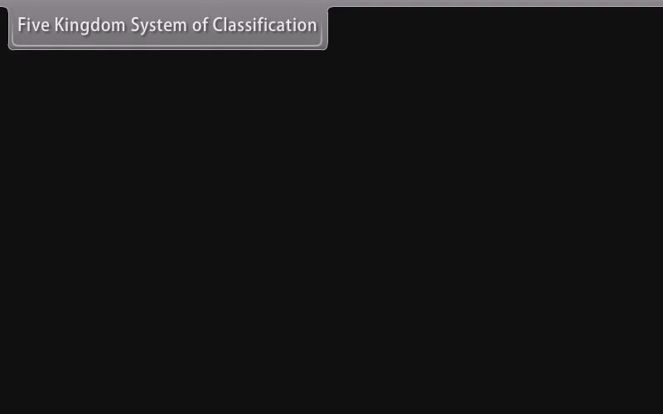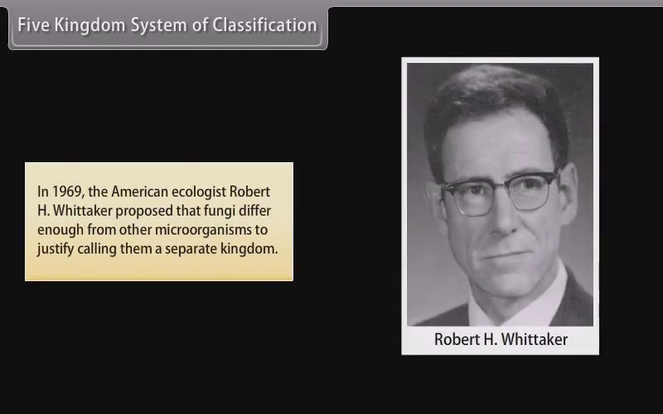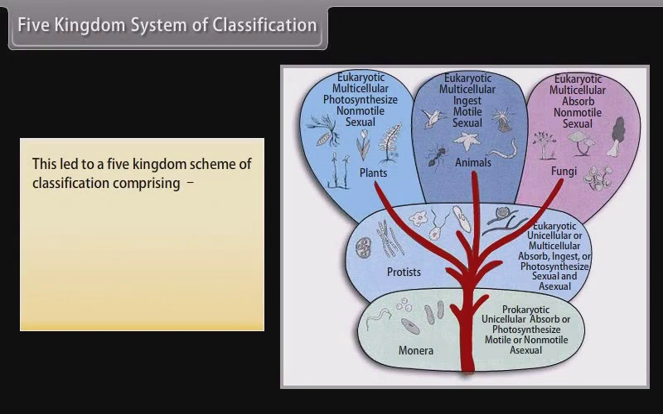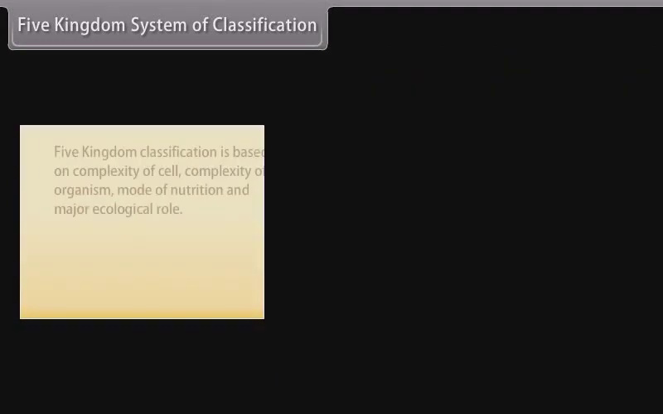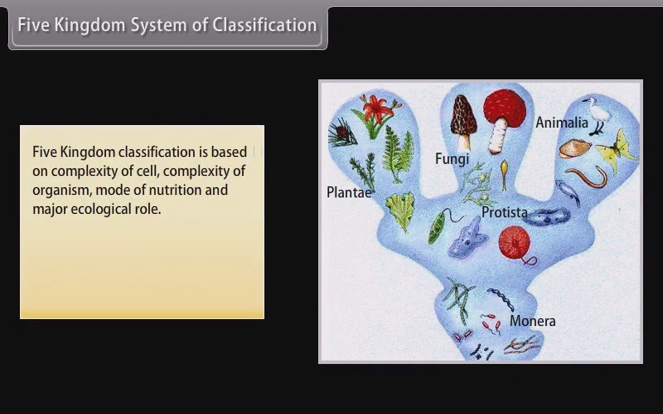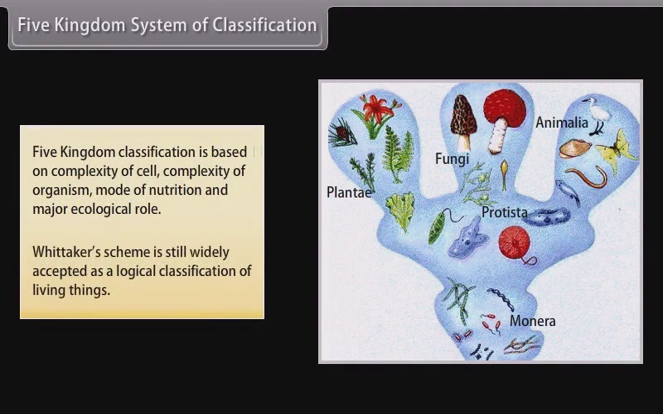Five Kingdom System of Classification. In 1969, the American ecologist Robert H. Whittaker proposed that fungi differ enough from other microorganisms to justify calling them a separate kingdom. This led to a five-kingdom scheme of classification comprising Monera, Protista, Fungi, Plantae, and Animalia. Five-kingdom classification is based on complexity of cell, complexity of organism, mode of nutrition, and major ecological role. Whittaker's scheme is still widely accepted as a logical classification of living things.